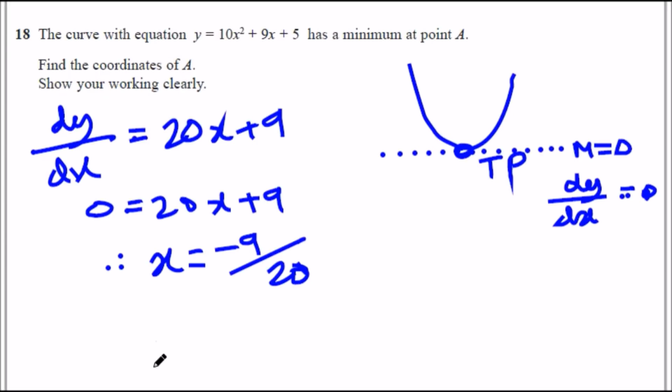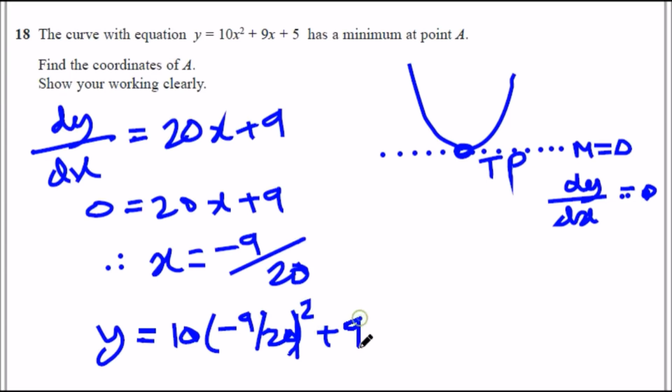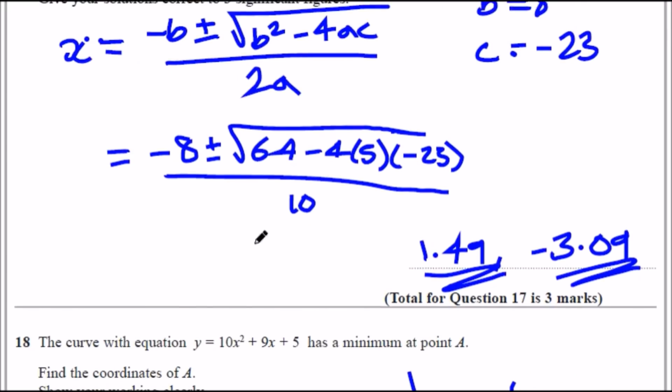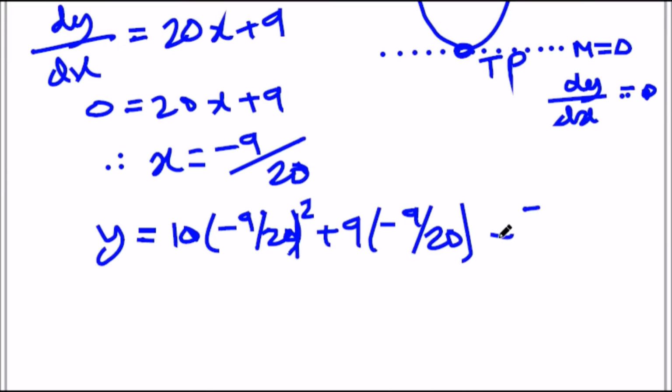Plugging this back into the original, you should get something like y equals 10 bracket minus 9 over 20 squared plus 9 times minus 9 over 20 plus 5. Whoa, relax. Plus 5. Okay, so put that in your calculator, guys. So you get 10 times... God, this is going to take a while. Let me just pause this one and do it a second.